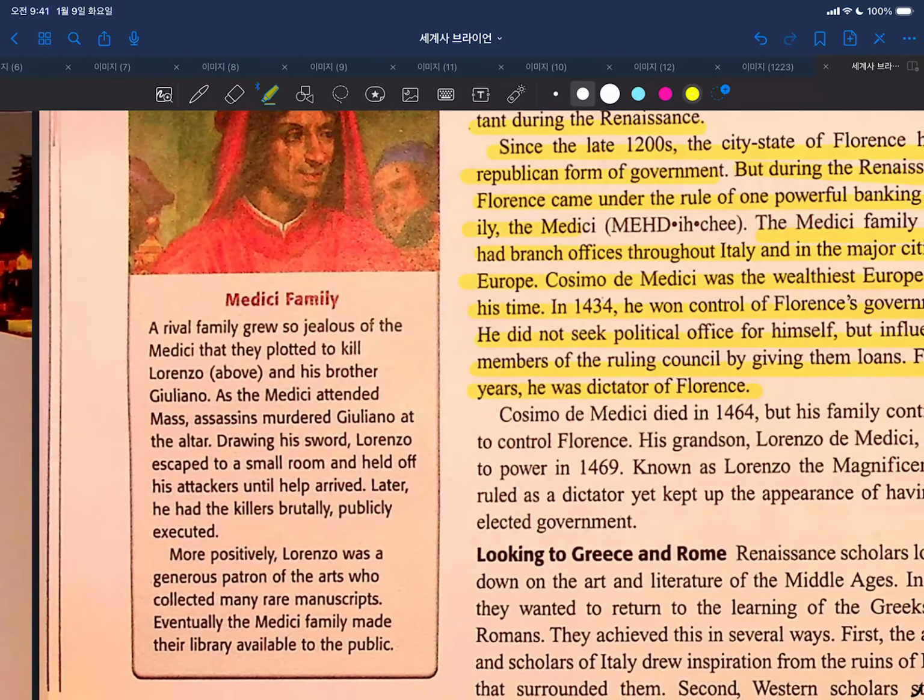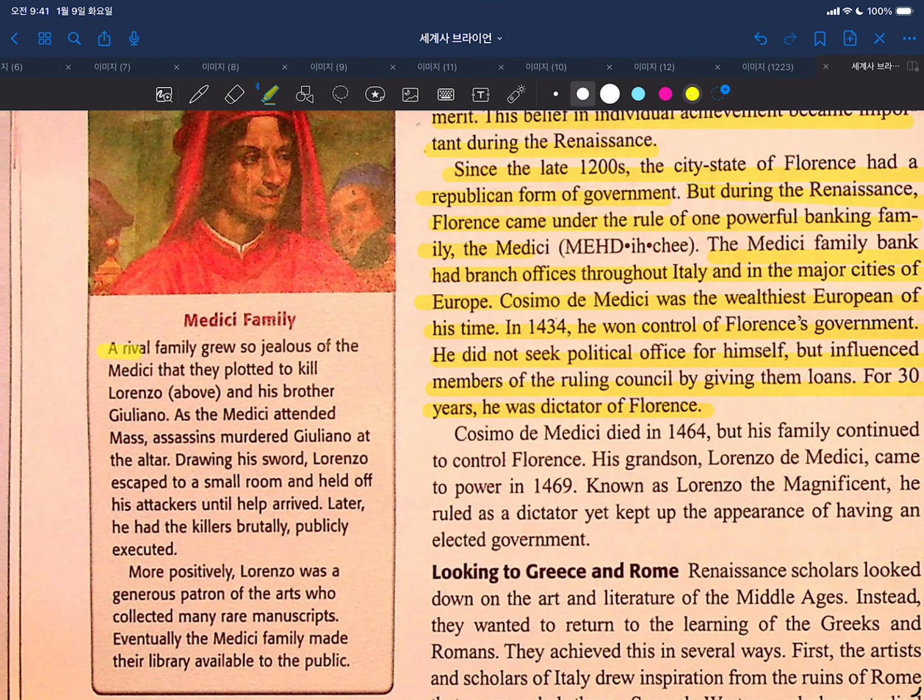Look at this, the Medici family. A rival family grew so jealous of the Medici that they plotted to kill Lorenzo and his brother Giuliano. As the Medici attended mass, assassins murdered Giuliano at the altar. Drawing his sword, Lorenzo escaped to a small room and held off his attackers until help arrived. Later, he had the killers brutally and publicly executed.